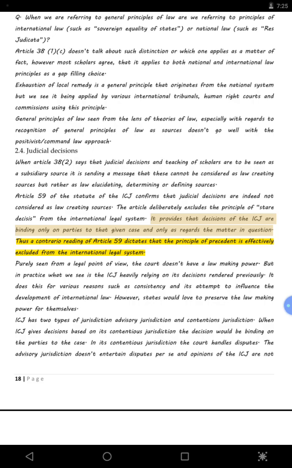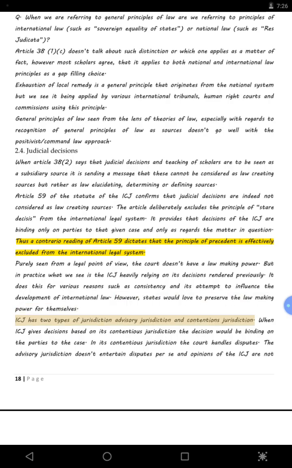It provides that decisions of the ICJ are binding only on parties to that given case and only as regards the matter in question. Thus, a contrario reading of Article 59 dictates that the principle of precedent is effectively excluded from the international legal system. Purely seen from a legal point of view, the court doesn't have a lawmaking power. But in practice, what we see is the ICJ heavily relying on its decisions rendered previously. It does this for various reasons such as consistency and its attempt to influence the development of international law. However, states would love to preserve the lawmaking power for themselves.